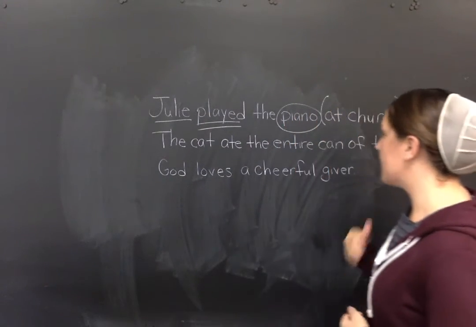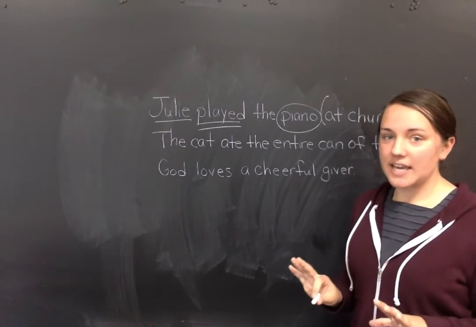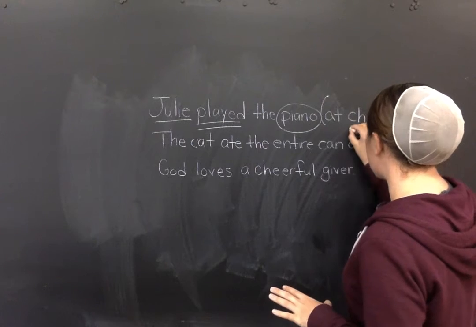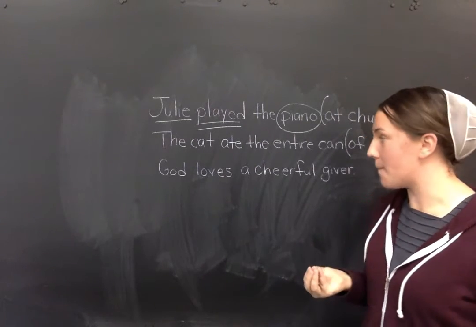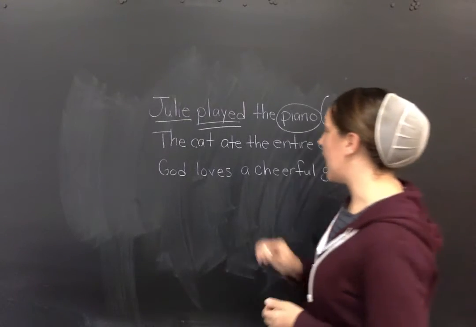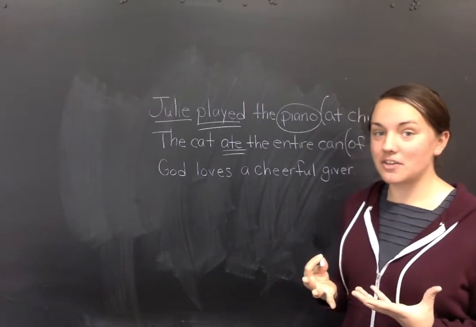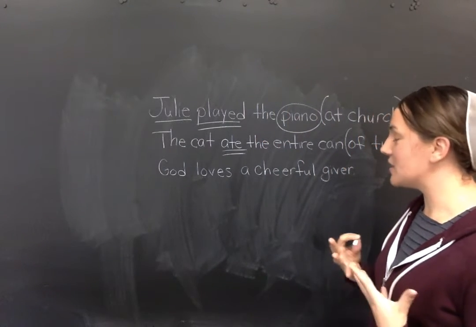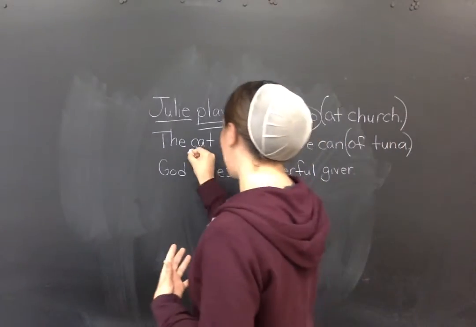Let's try another one. The cat ate the entire can of tuna. So let's take care of our prepositional phrases. Let's put them in parentheses because we know we cannot find our direct object in them. Next, find your verb. Is it action? Ate is our verb. Ate is an action verb, so there could be a direct object here. Now we need to find our subject. Who or what ate? Cat.